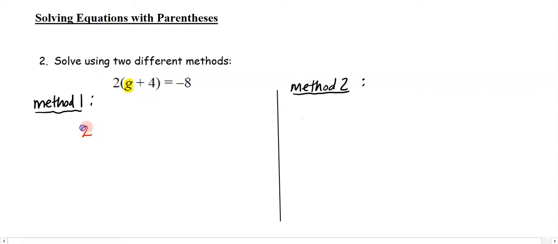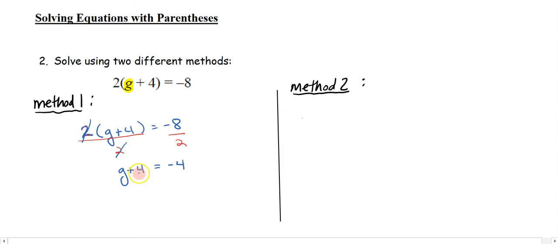Go to blue. We get 2(g plus 4) equals -8. We would have to undo the multiplying by 2 first. And the golden rule of algebra, whatever you do to one side, you do to the other. So when we undo multiplying, we divide and we use fraction bars for division. So I get g plus 4 equals, keep that equal sign lined up, -4.